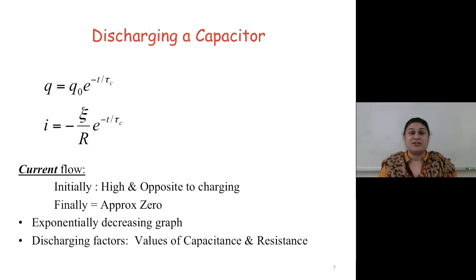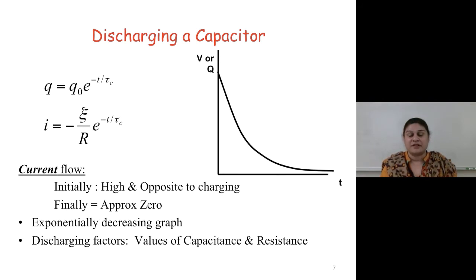For a discharging capacitor, Q will equal Q0 e to the minus t over tau, and I will be minus epsilon over R e to the minus t over tau. So the current flow initially when the capacitor is being discharged is very high, and it will flow opposite to that of the charging capacitor. Finally, it will approach 0. It will be an exponentially decreasing graph, and the discharging rate depends on the values of capacitance and resistance. So the graph will look something like this.